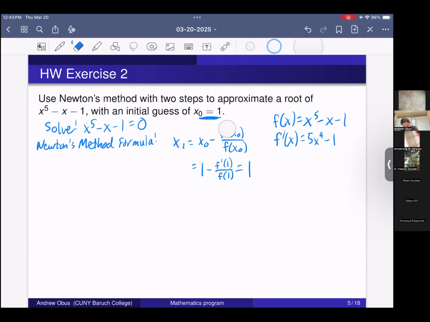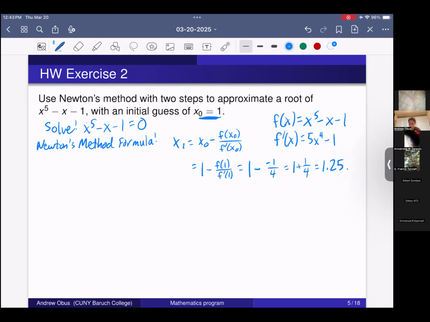I copied down the formula wrong. It's f of x0 divided by f prime of x0. Sorry, I copied the formula down wrong. That makes much more sense. And this is f of 1 divided by f prime of 1. And so that's going to be 1 minus minus 1 over 4, which is equal to 1 plus 1 over 4, which is equal to 1.25. Okay. So this is going to be our first guess: x1 is 1.25.